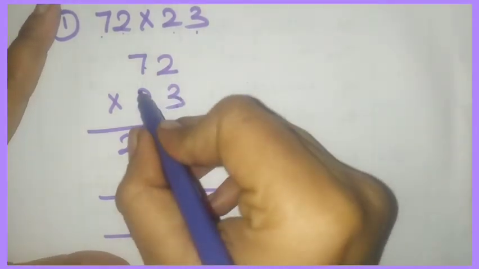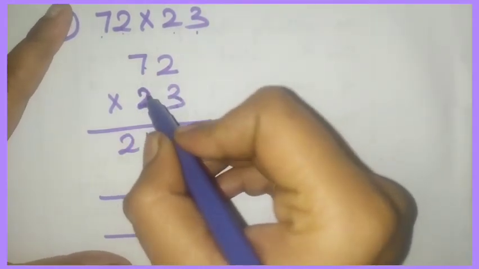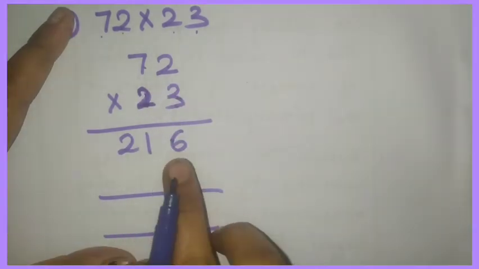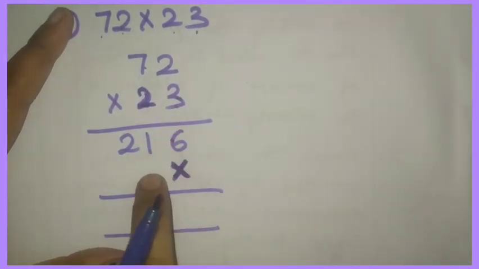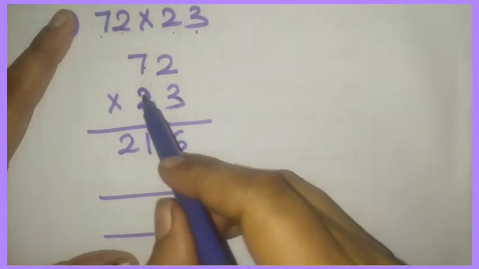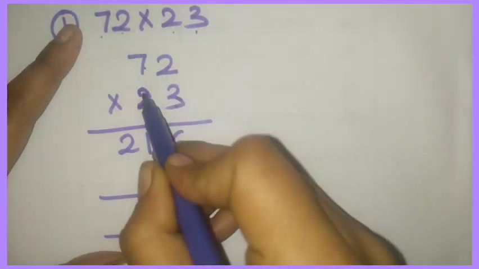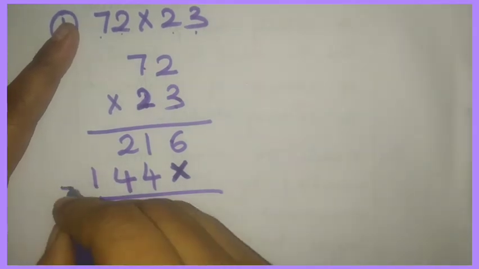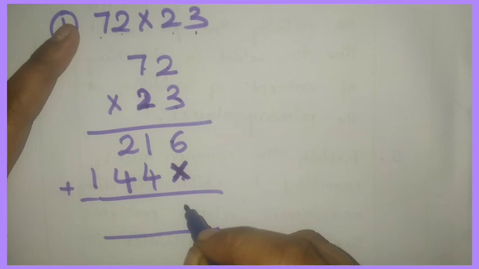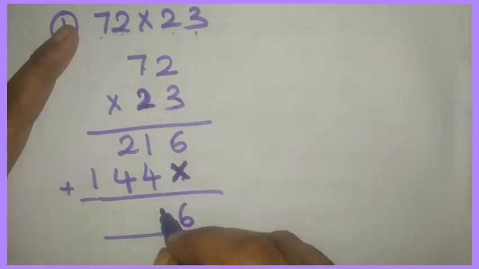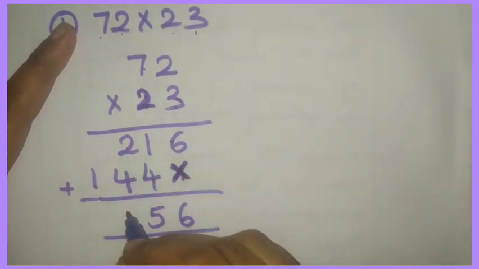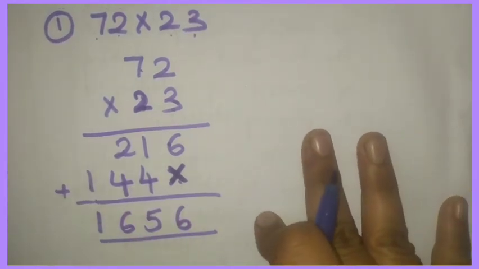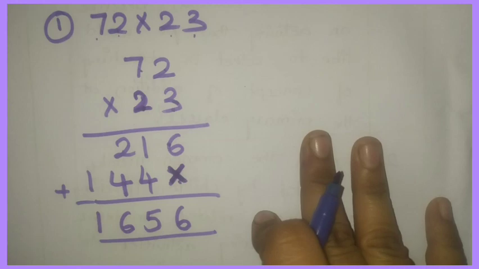Now we will multiply by this tens place digit. When we are multiplying by the tens place digit, we have to leave this ones place and we will start from the tens place. 2 2s are 4, 2 7s are 14. Now add this total. 6 plus 0 is 6, 1 plus 4 is 5, 2 plus 4 is 6 and 1 will be written as this. This is multiplying by a 2-digit number.